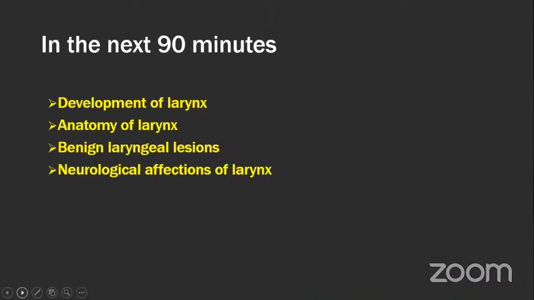In the next 90 minutes, we will go through the development of larynx, anatomy of larynx, benign laryngeal lesions, and neurological affections of larynx. Okay. If you need any other preferences, you can message me. If you want to cover any other areas, just message. Okay. So, development of larynx, anatomy, benign laryngeal lesions, and neurological affections of larynx.